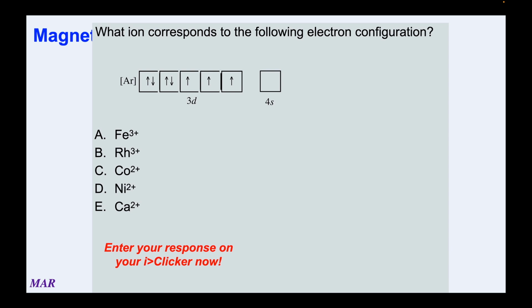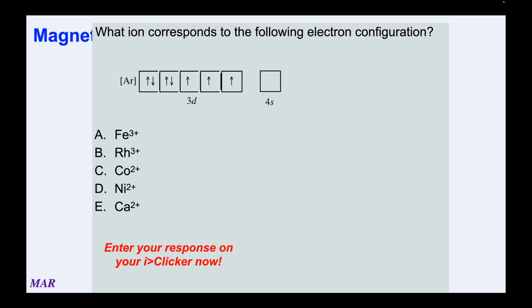It says, which ion corresponds to the following electron configuration? Now, notice here that this has an argon core, an empty 4s box, and 3d electrons. And if you count the up and the down arrows, there are 7 electrons there. So 3d7, okay? So knowing that it has, first of all, an argon core, it cannot be answer B, because rhodium is not in the argon set. It would be the next one down. It would have a krypton core. So B is out.